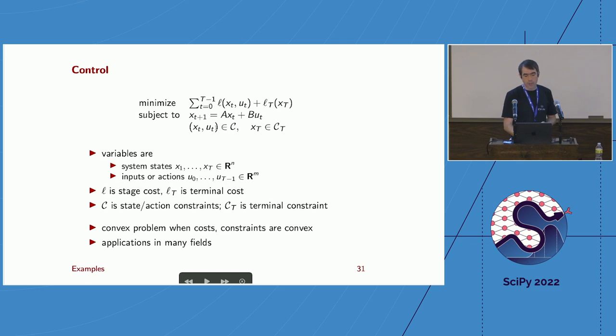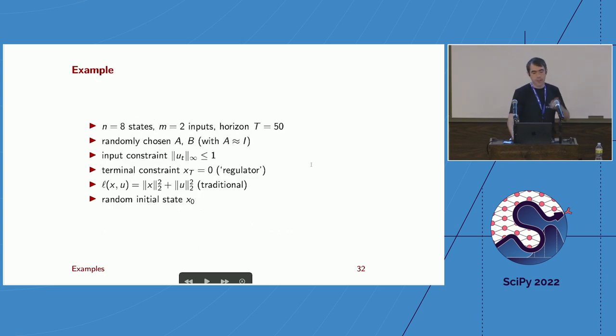And then you have different constraints on your states. We have special ones for the terminal state, X_T, and then stage costs for each stage of this process, like X_1 through X_T, including the terminal state. So this is just a stylized thing. Here we're doing a little tiny problem with 8 states and 2 controls, and a time horizon of 50. And here we've just chosen random dynamics that are reasonable for such a system. And then we are constraining the largest absolute value of the controls to be less than or equal to 1. So controls have to be between -1 and 1, essentially.